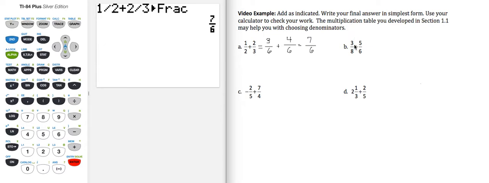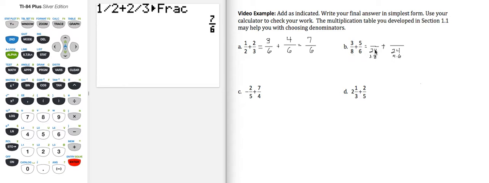Let's go to part B. 3/8 plus 5/6. I want a number that both 8 and 6 will divide into evenly. Worst case, I could always use 8 times 6. However, there's a smaller number that both 8 and 6 will divide into evenly, and that is 24. So 24 is 3 times 8. 24 is 4 times 6.